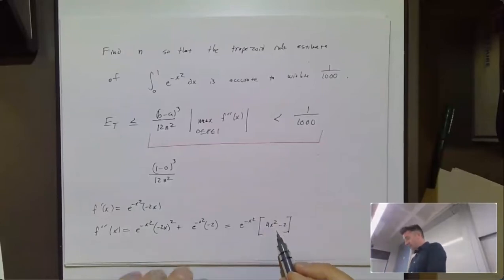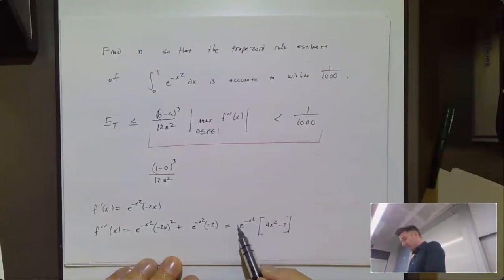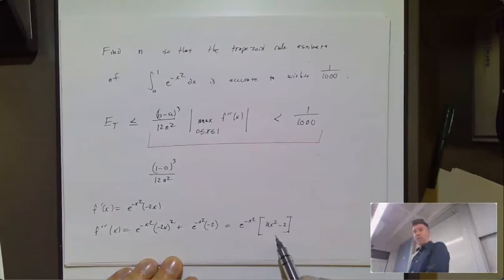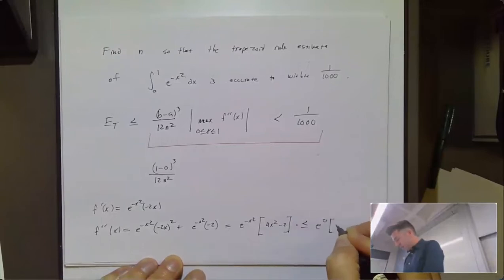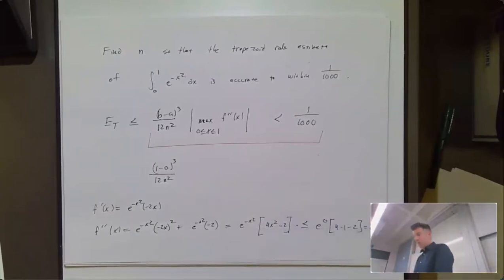And then what's the biggest this can be? Well, the biggest this can be is when x is 0. The biggest this can be is when x is 1. So the biggest is going to be e to the 0 times 4 times 1 minus 2, which is 2. We probably in the previous problem could have kept things together a little more than I did, but it wasn't unsafe to do what I did. So it was still perfectly fine. We probably could have gotten like 14 instead of 18 as our value for our f double prime.